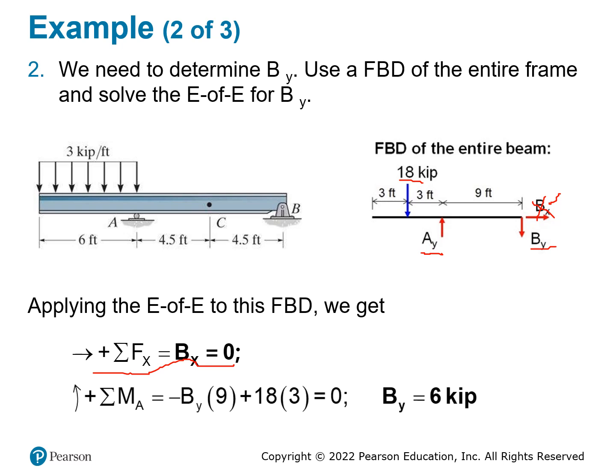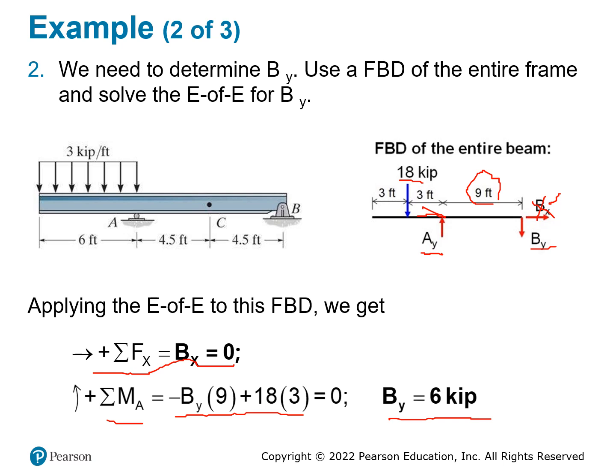The next thing we do is use summation of moments, and we need a reference point. If you use the reference point A, which is this one, AY is not going to create any moment, and you have 18 kips creating a moment that is counterclockwise. BY is going to create a moment which is clockwise. These two should be equal. The distance on the left hand side is 3 feet. The distance on the right hand side is 9 feet. So you use this equation, and you can find that BY is 6,000 pounds, and that's 6 kips.